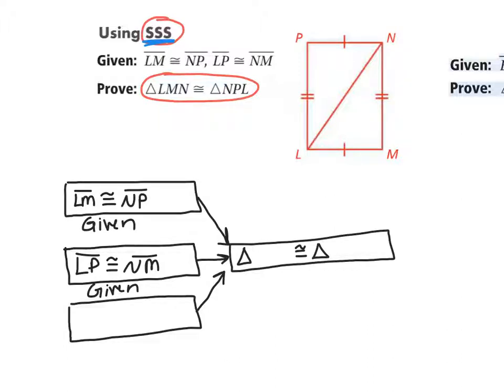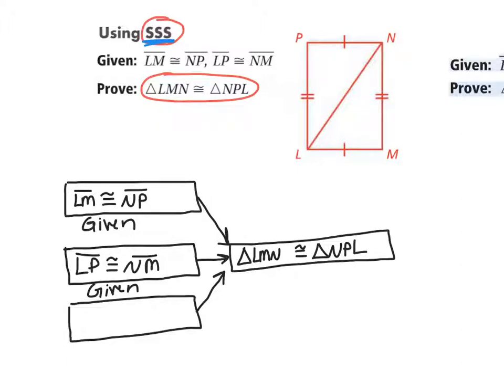And we're looking for one more piece. And by the way, we already know what goes in that last box over there on the right because it's what we're trying to prove. Triangle LMN is congruent to triangle NPL. That should be an easy point on a test or a quiz.